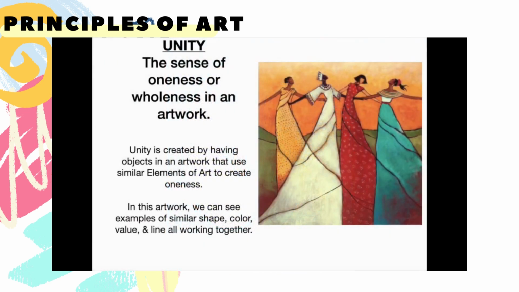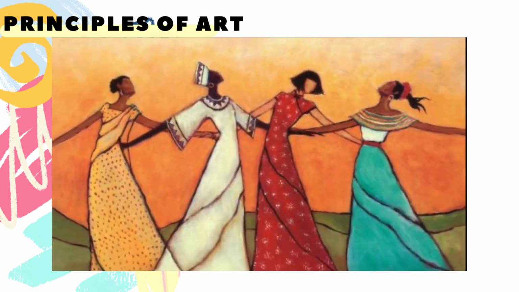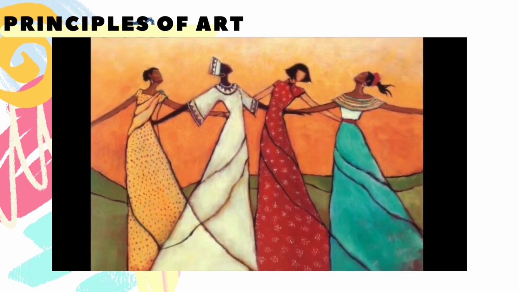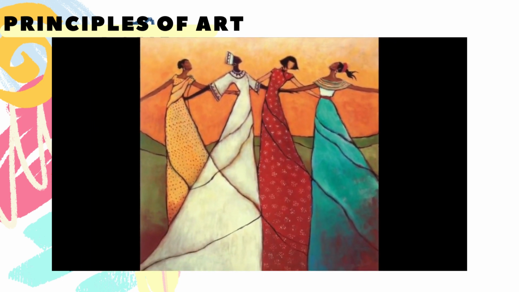Unity. Unity is the sense of oneness or wholeness in an artwork. Unity is created by having objects in an artwork that use similar elements of art to create oneness. In this artwork, we can see examples of similar shape, color, value, and line all working together.